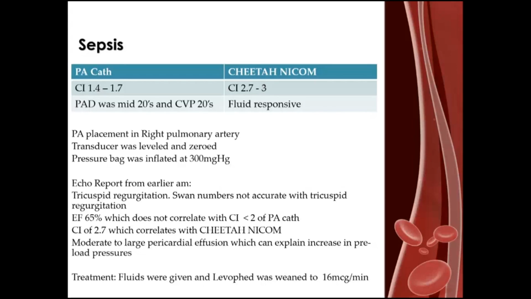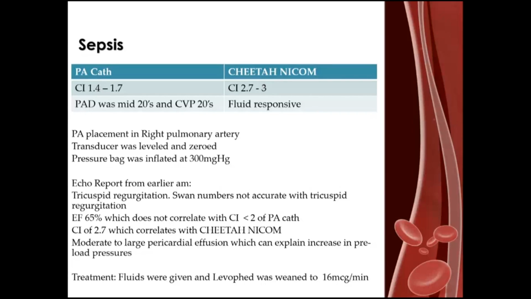It also showed that there was an EF of 65% and a cardiac index of 2.7, which correlates with the numbers of the NICOM. The other thing that it showed is that there was a moderate to large pericardial effusion, which can explain the increase in preload pressures. Because of that fluid around the heart, it can actually increase those pressures.